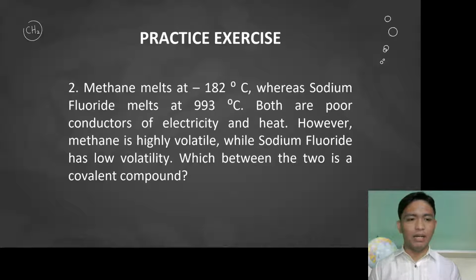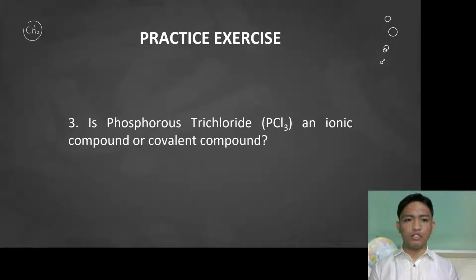Definitely for this problem, the covalent compound would be the methane because of its high volatility. Sabi dito, it has high volatility, it vaporizes easily, and because of its low melting point. Anyway, pareho naman sila na poor conductor of electricity and heat. Ionic compound or covalent compound, parehong poor conductor of electricity and heat. Let's have the third one. Is phosphorus trichloride an ionic compound or a covalent compound?